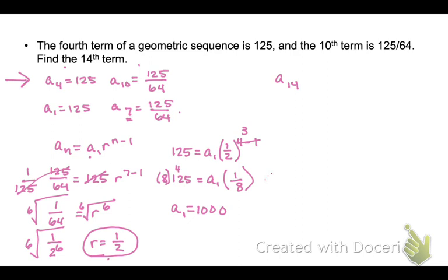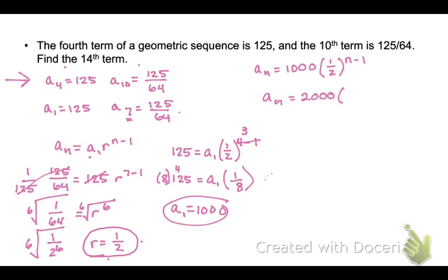Yep. So I have a sub 1 and I have my r, so can I write a definition? So a sub n equals 1,000 times 1/2 to the n minus 1. So I'm going to multiply by the reciprocal of a half, which is 2. So a sub n equals 2,000 times 1/2 to the n. And now I get to plug in what? 14.